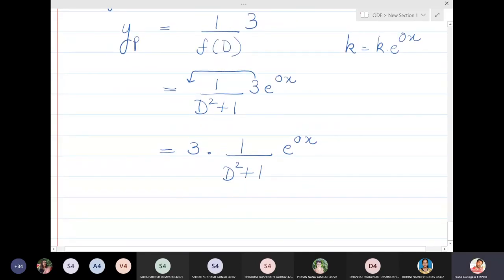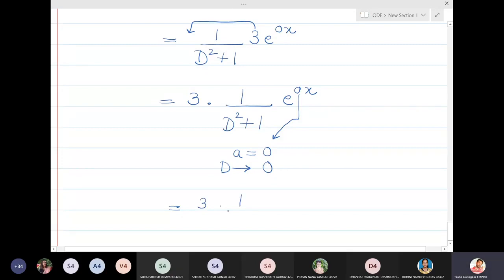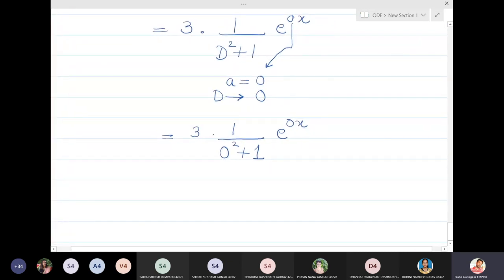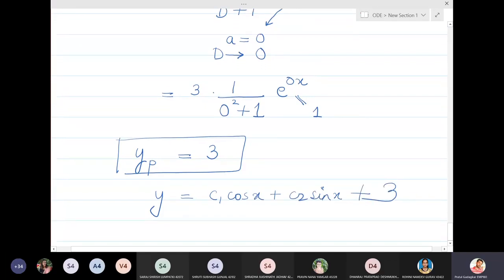And what is the formula now? 1 upon f of D e power ax is equal to 1 upon f of a e power ax. So what is the value of a here? A is 0, so just replace D by 0. So this means 3 times 1 upon 0 squared plus 1 into e raised to 0x. But e raised to 0 is also 1, so this is also 1. So finally, this becomes 3. So your yp is just 3. And therefore your general solution becomes y equals yc plus yp, that is c1 cos x plus c2 sin x plus 3. So I hope this is understood.